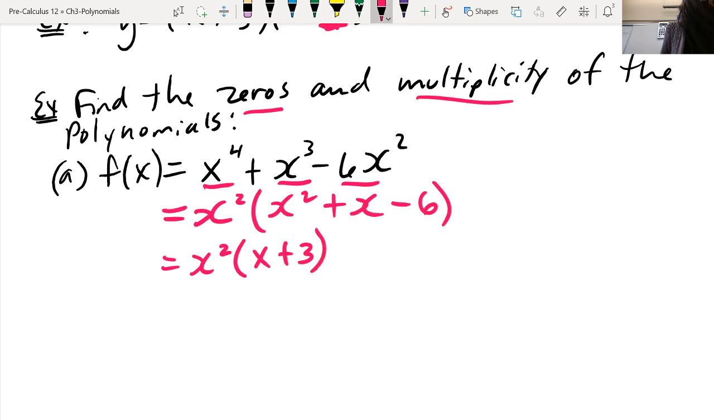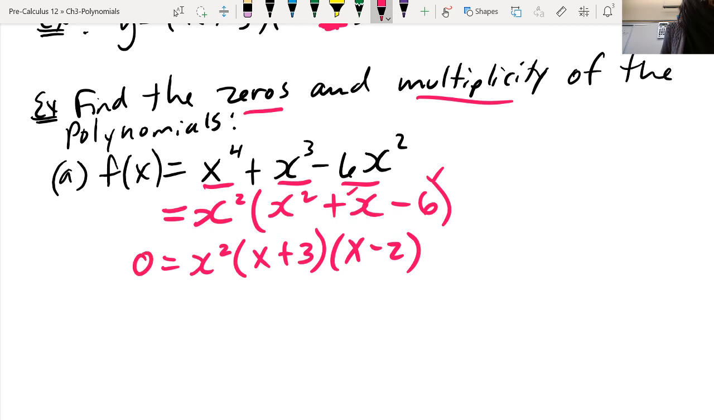Whoops, what's going on here? And x minus 2, because, and I can just double check, this times this does give me negative 6, and 3 plus minus 2 does give me plus 1, so I know that I've chosen the correct ones. So it asked for the zeros.